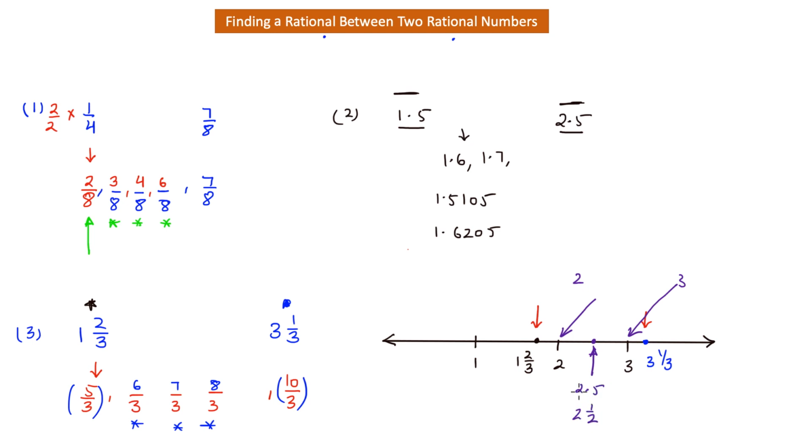So there are numerous ways you could find a rational number between two given rationals, whether they are in the fractional form or in the decimal form or in the mixed number form. You could use the bring them on the same base method, or you could use a number line.